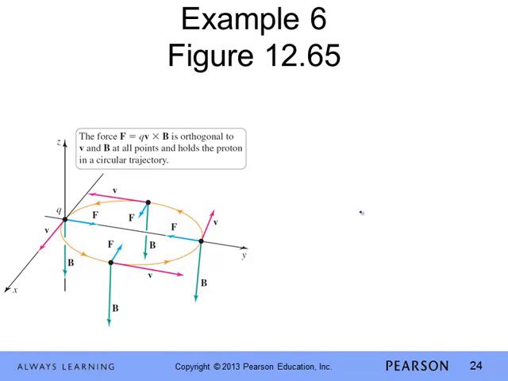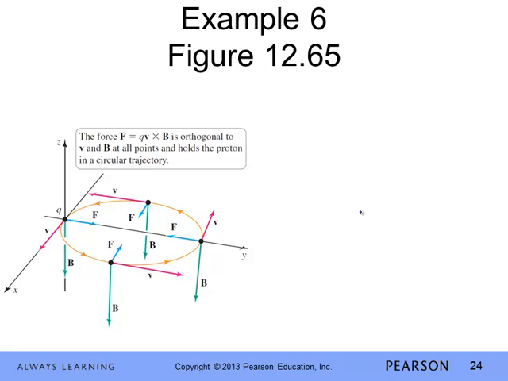This is really interesting, that you can get a particle to go into an orbit just by trapping it in a magnetic field. So let's just take a quick look at example number 6. Here for example number 6, we've got a force on a proton that has a mass of 1.7 times 10 to the negative 27 kilograms, and the charge Q is equal to 1.6 times 10 to the negative 19th coulombs.